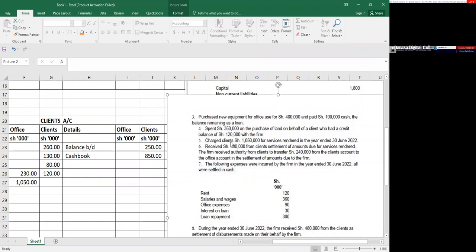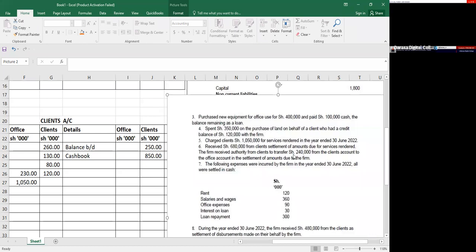Sorry, before that, I'm having received 680 from clients, settlement of amounts due for services rendered. So we are talking of receipt from client. Of course, we are going to debit our cash book account, office column, and we credit our client's account, office column.